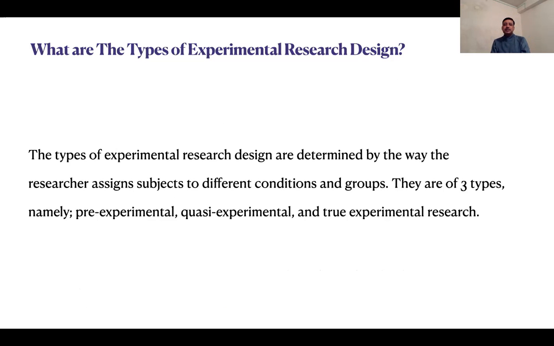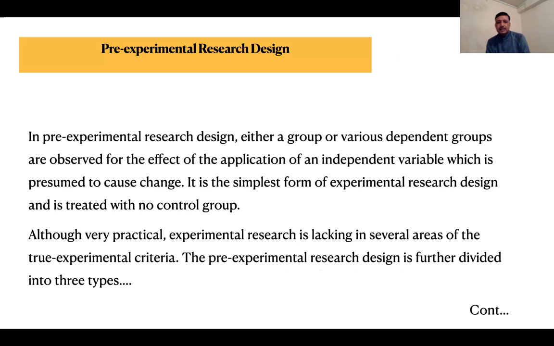What are the types of experimental research design? The types of experimental research design are determined by the way the researcher assigns subjects to different conditions and groups. They are of three types, namely pre-experimental, quasi-experimental, and true experimental research. Then we will discuss pre-experimental research design.